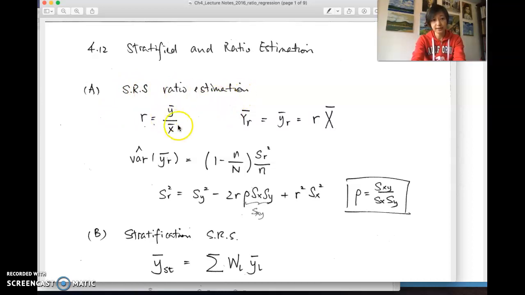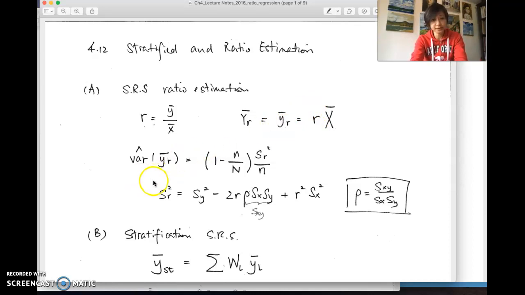In chapter 3, under the simple random sample, we learned ratio estimation. Ratio estimation says that x and y exhibit a linear relationship. Then we can look at the sample y bar divided by the sample x bar. Then we can estimate R, which is a ratio. We can make use of this ratio as an unbiased estimator for the population ratio. That means if I multiply this R by the true population x bar, then I can estimate the true y bar for the population. So this is the y bar under ratio estimation.